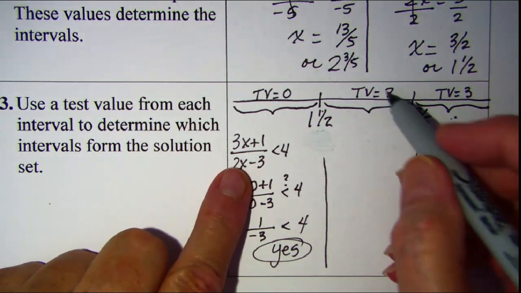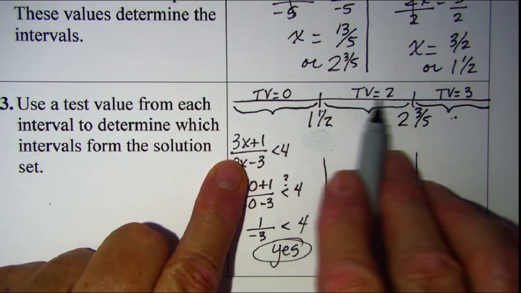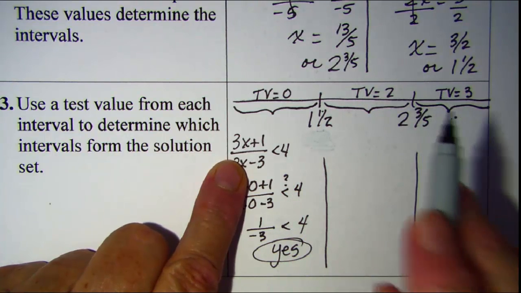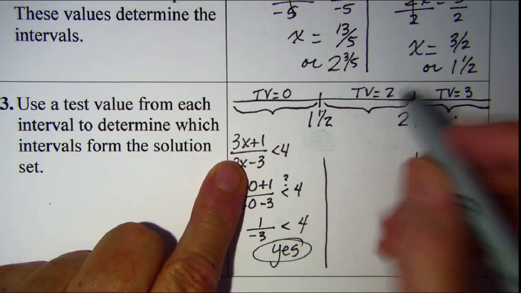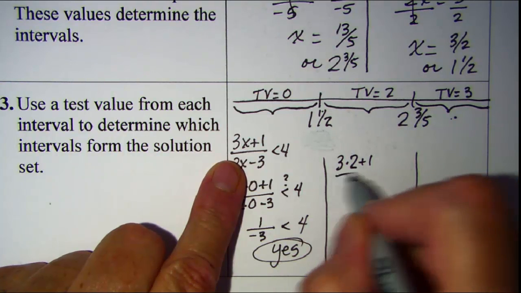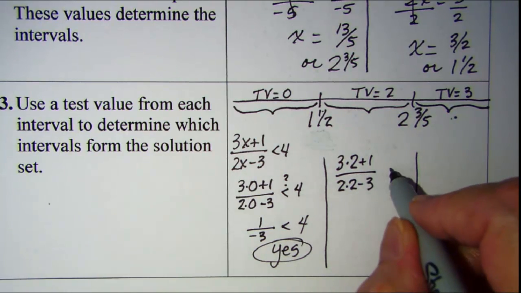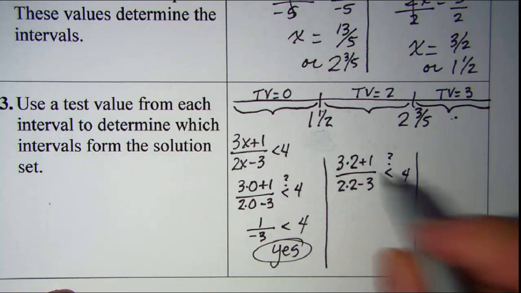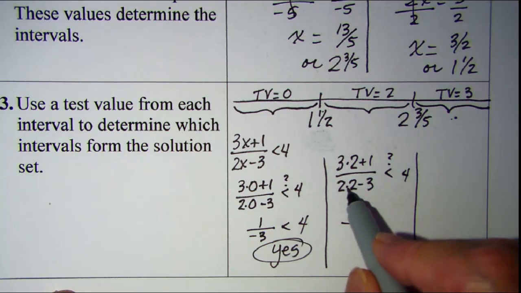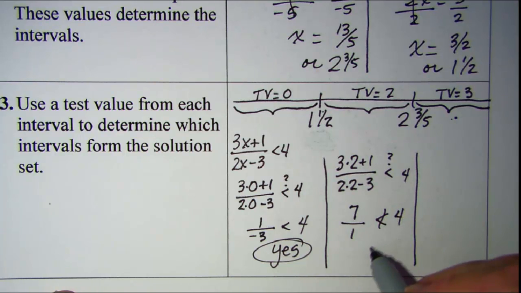Then let's put 2 in. And it doesn't matter what your test value is as long as it's in that interval, because all of the numbers in that interval will perform the same way. So I'm putting 2 in. 3 times 2 plus 1 over 2 times 2 minus 3. I want to know if that's less than 4. So 6 plus 1 is 7 over 4 minus 3 is 1. So this one is not less than 4. So this is a no.